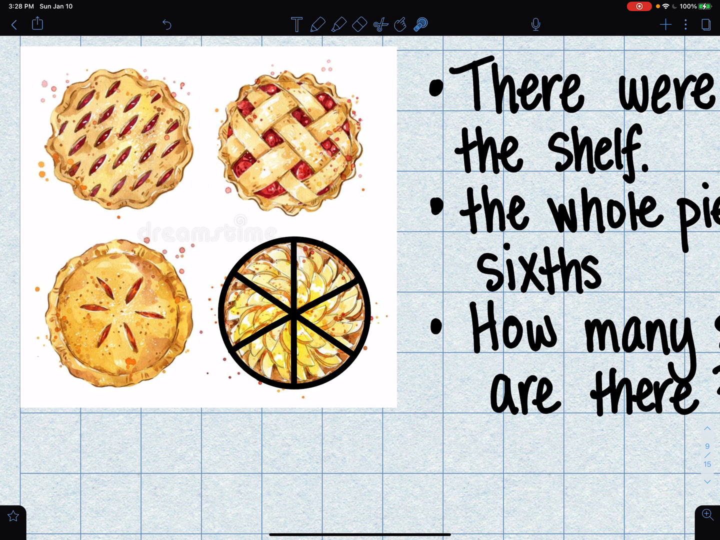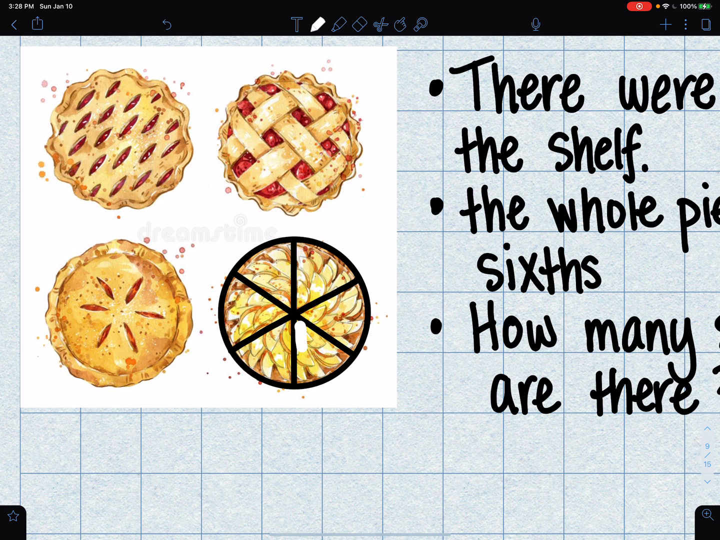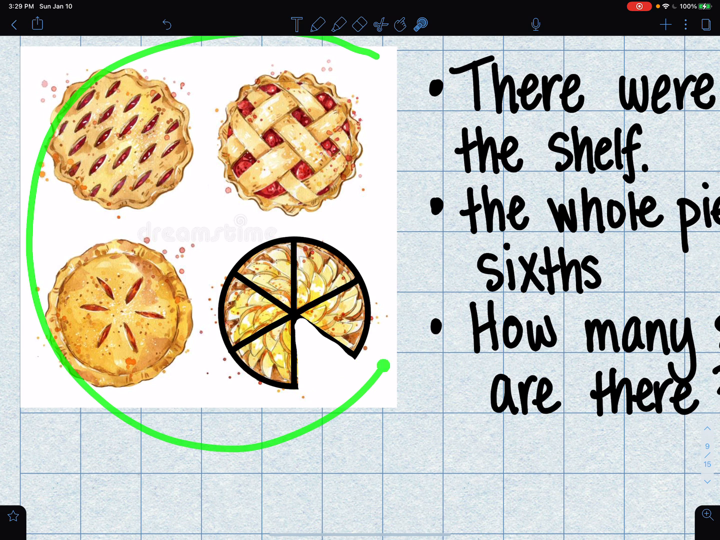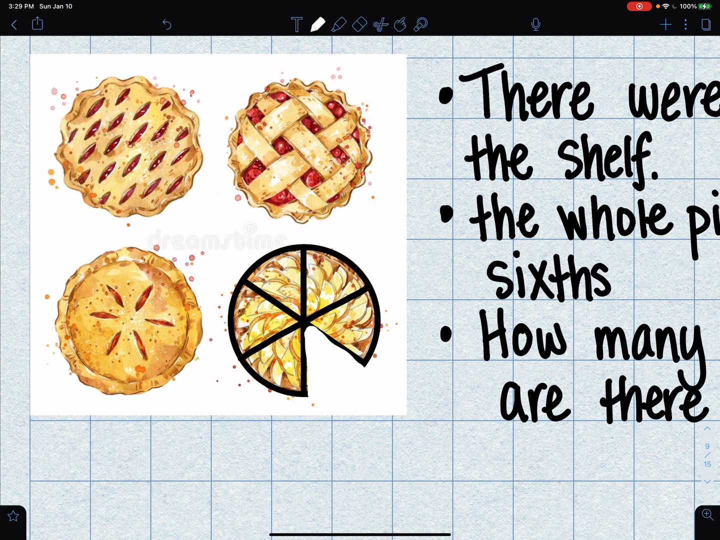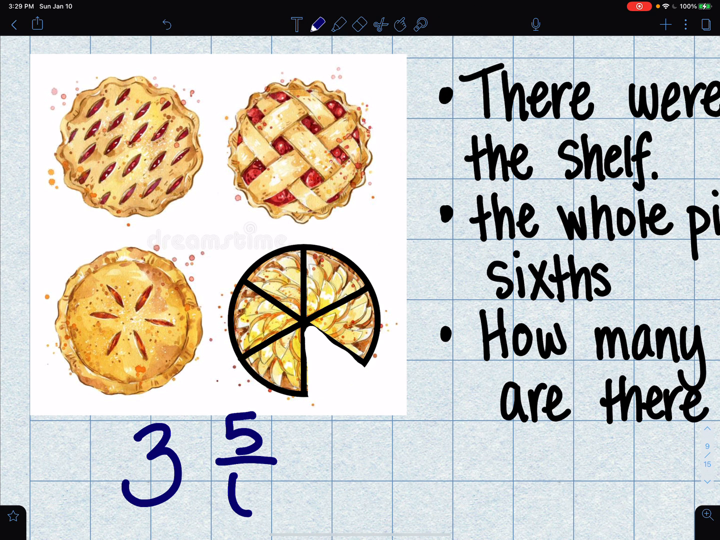Now it says we only started out with 3 5/6 pies. So I'm going to basically erase one of these slices and just pretend it's not there. Somebody ate it. Okay. Now, if I look at this whole picture, I have 1, 2, 3, and now I have 1, 2, 3, 4, 5 out of 6 pieces left. So this represents 3 5/6 pies. Let me write that down. This is 3 5/6 pies.